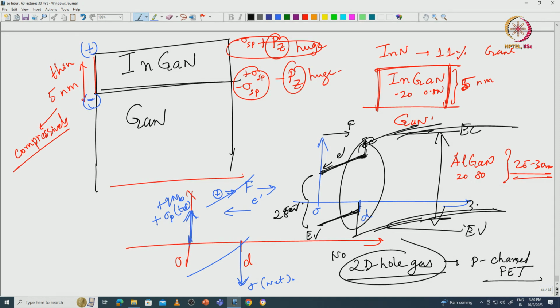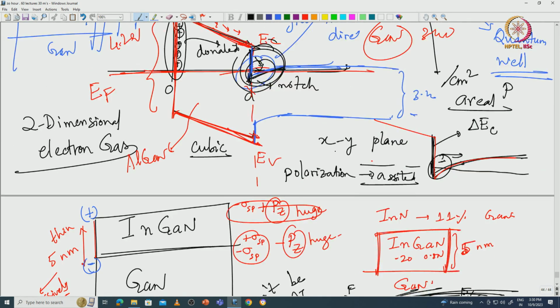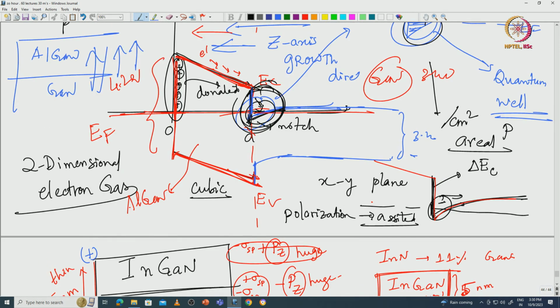This is certainly not the approach to grow a 2D hole gas, and you will not get a 2D hole gas because acceptor-like impurities will mask that. Anyways, so you have a heterostructure something like that. Okay, so you will see that it is not giving you a 2D electron gas, and so it cannot be a transistor or a HEMT. What is HEMT? I told you HEMT stands for high electron mobility transistor because the 2D electron gas that forms here has a high electron mobility.